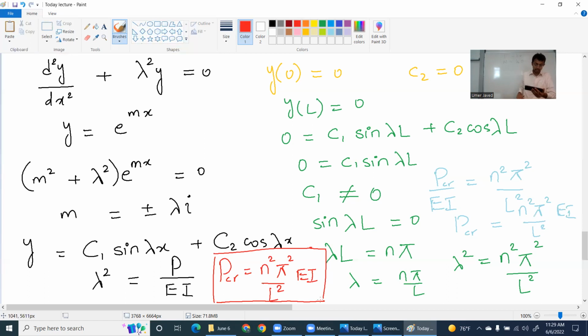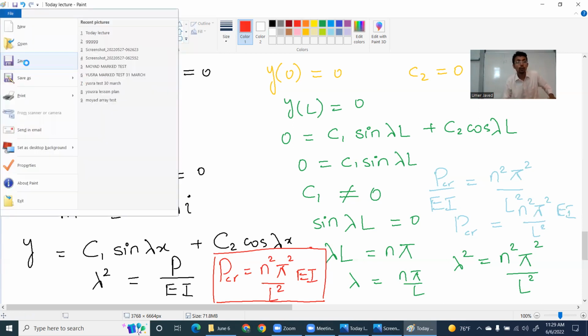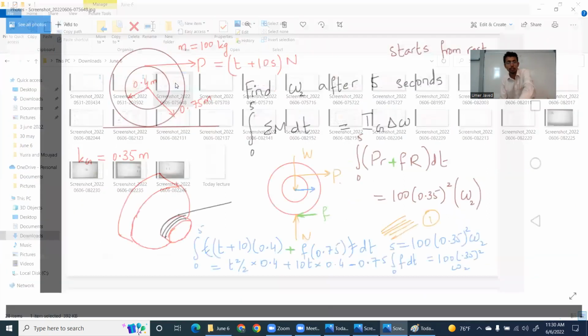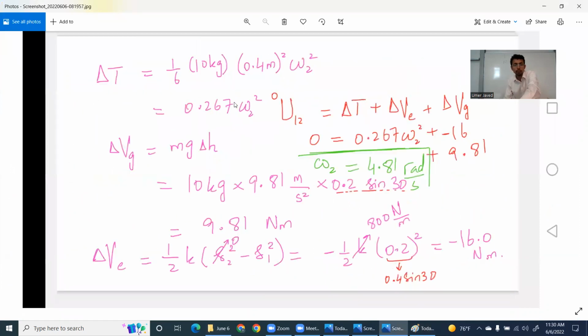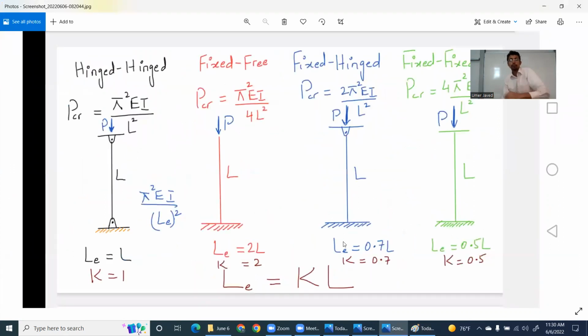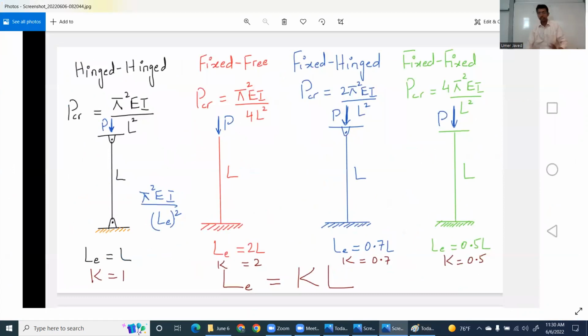Next time, 2 hours, all we will be doing is solving some examples. Now, I really don't want to leave it at this point. I will take 2 minutes because I really want you to connect the dots. Please remain with me a couple of minutes more. P critical, we got it, right? Now, these are the 4 cases. This is not an advanced class. I'm skipping the derivations.